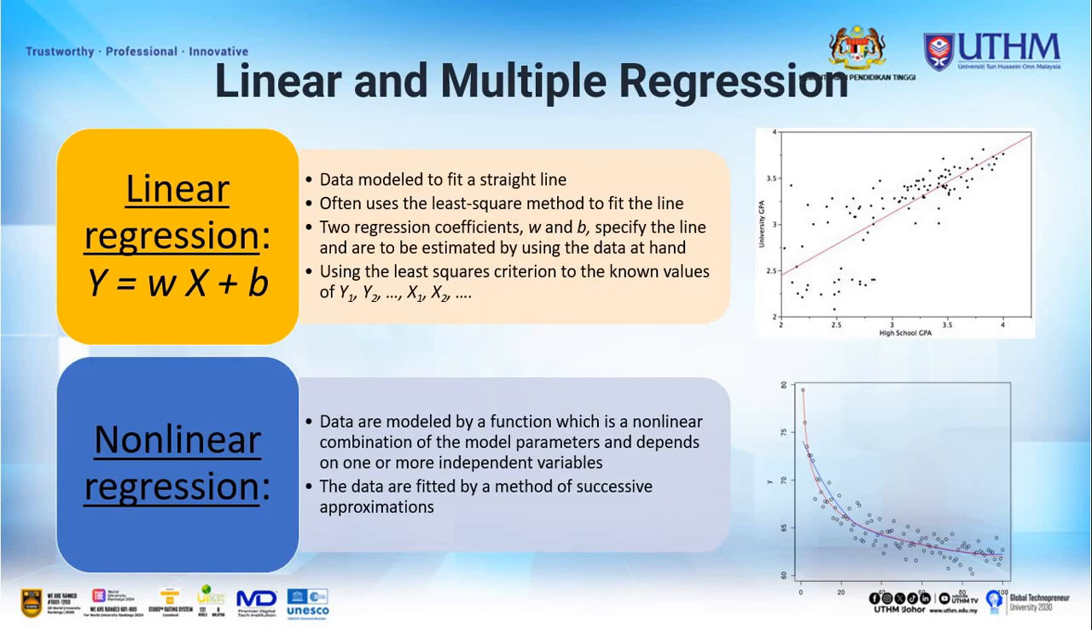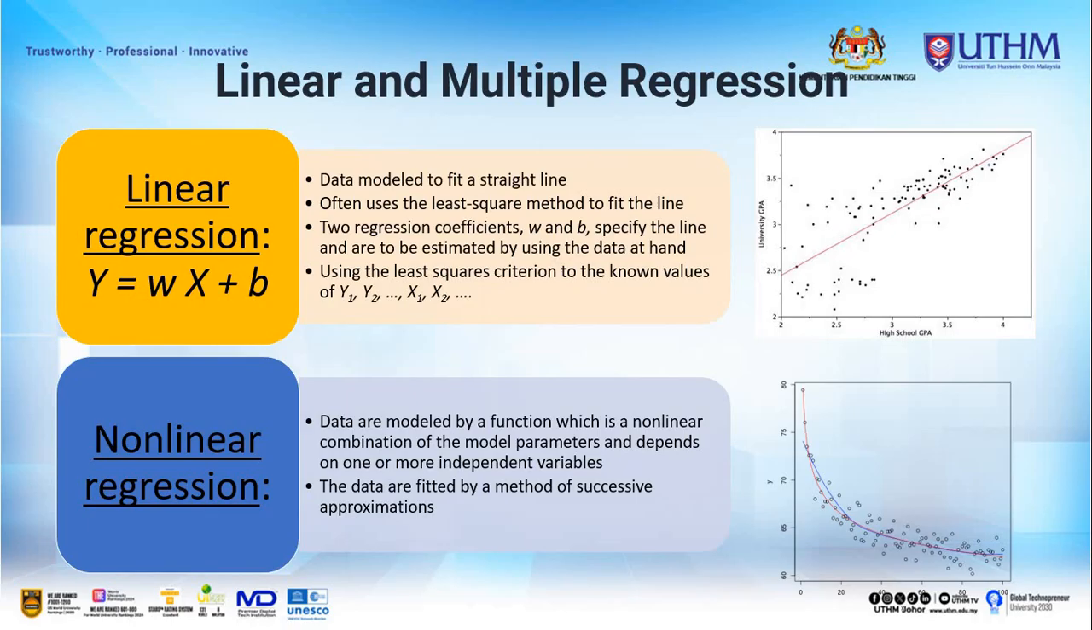The graph here shows a scatter plot of data points with a fitted non-linear curve. You can see here it's a non-linear curve. The x-axis represents the independent variable and the y-axis represents the dependent variable. The red curve is the best fit nonlinear model obtained through successive approximation.